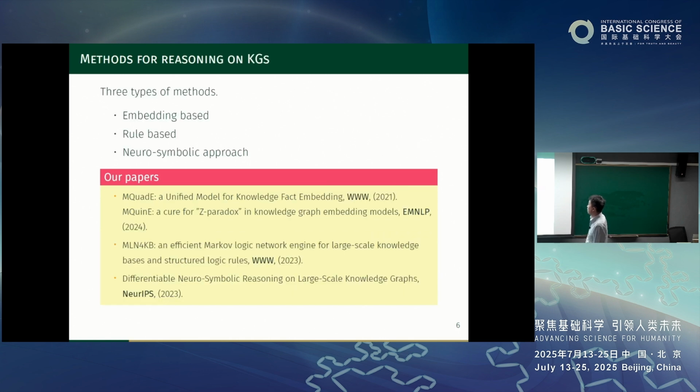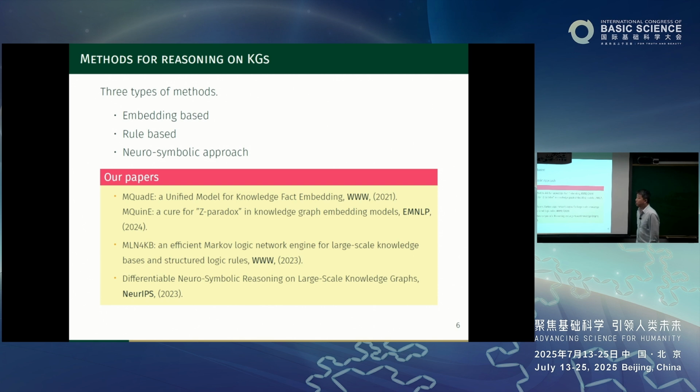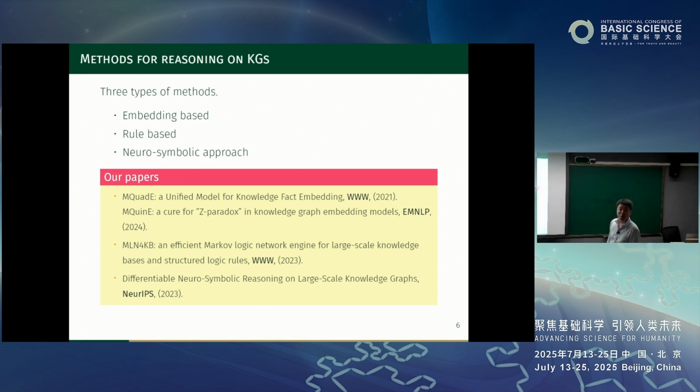Okay, next. Generally, there are 3 types of methods. The first one is embedding-based. The second one is rule-based. The other one is the neurosymbolic approach. Here we present 4 of our papers. The first 2 are embedding-based methods. The third one is a rule-based method, and the fourth one is a neurosymbolic approach. What follows, I will talk about these 4 papers.